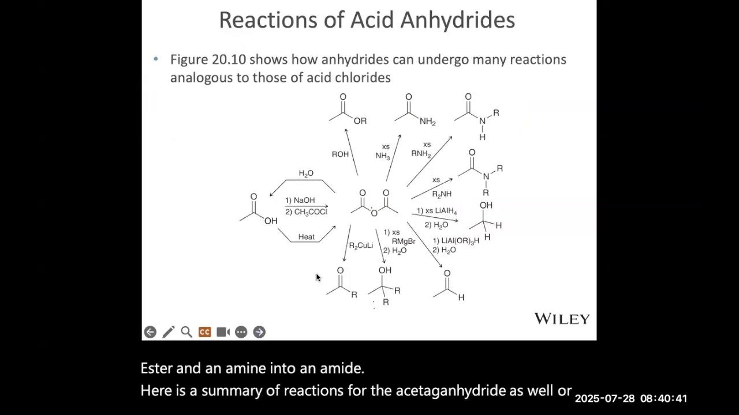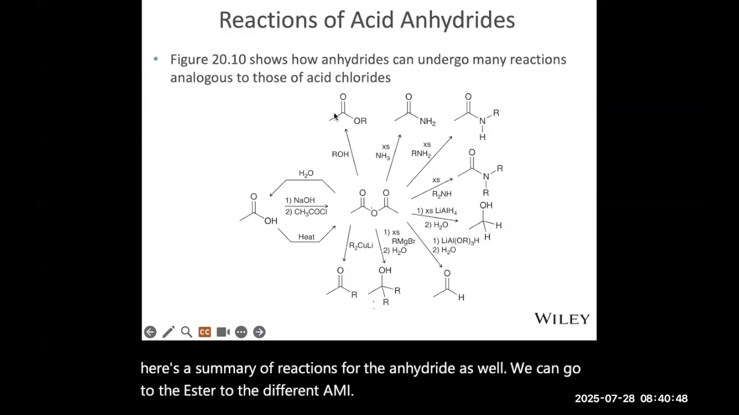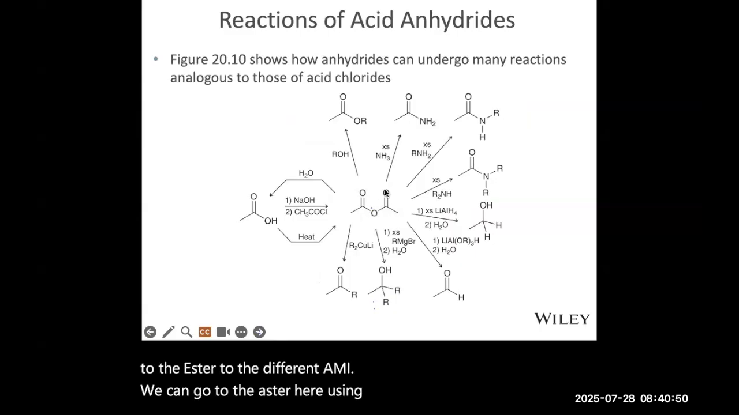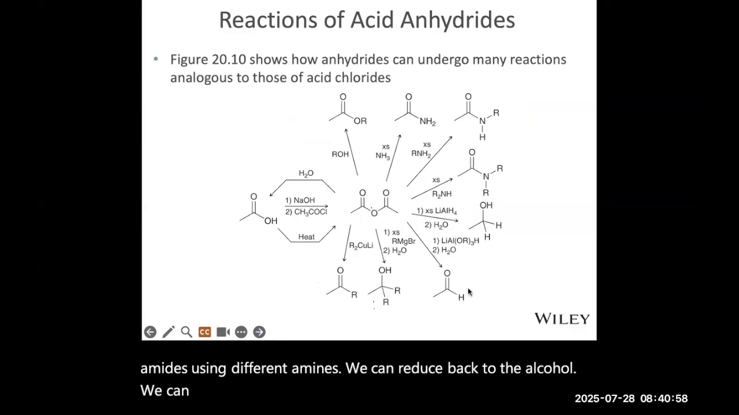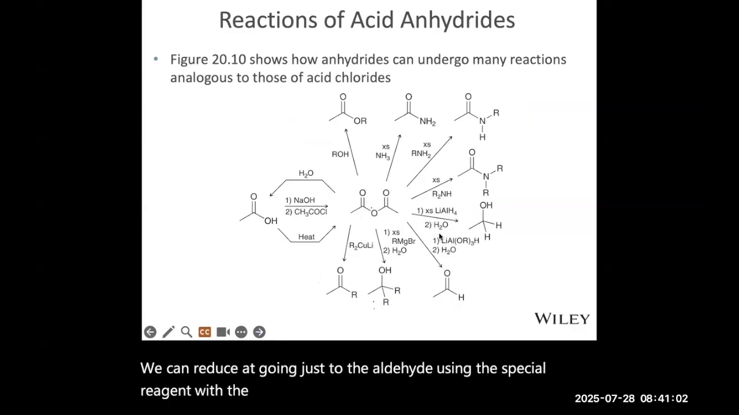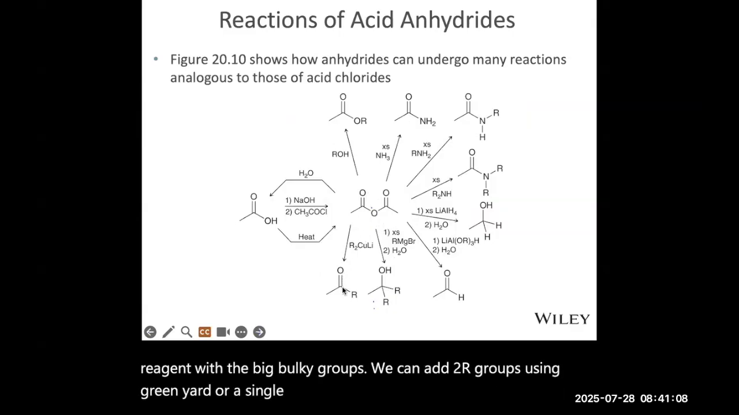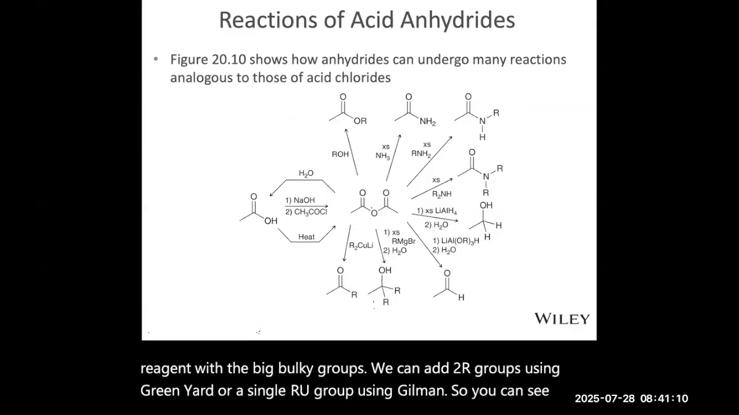Here's a summary of reactions for the anhydride. We can go to the ester here using alcohol. We can go to the different amides using different amines. We can reduce back to the alcohol. We can reduce going just to the aldehyde using the special reagent with the big bulky groups. We can add 2 R groups using Grignard or a single R group using Gilman. So you can see that this is very similar.